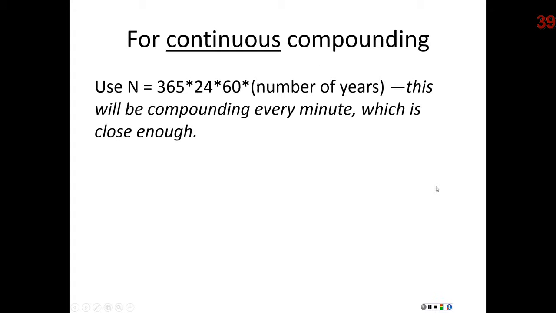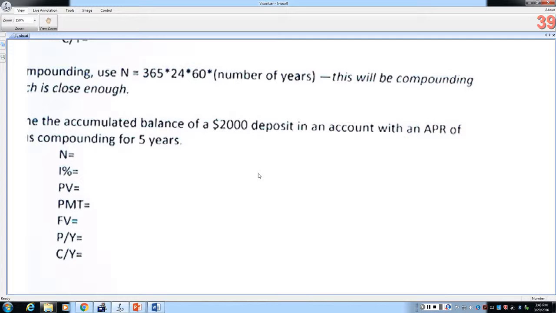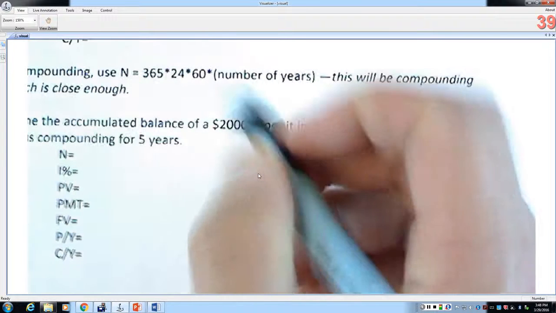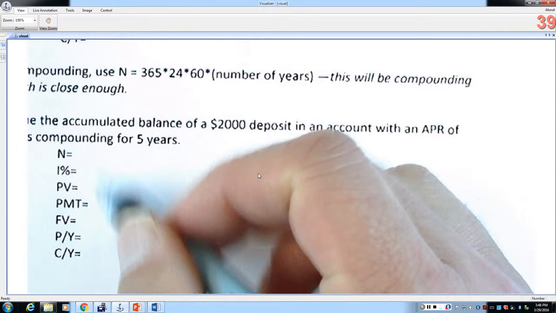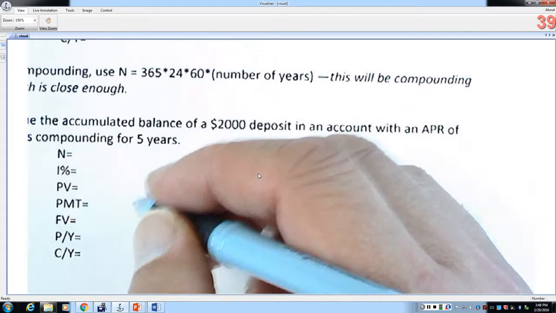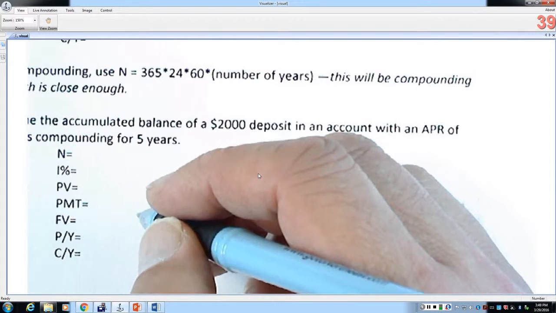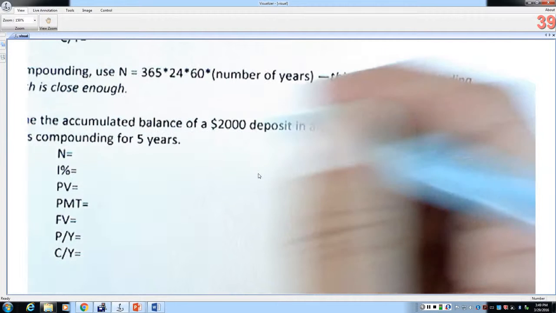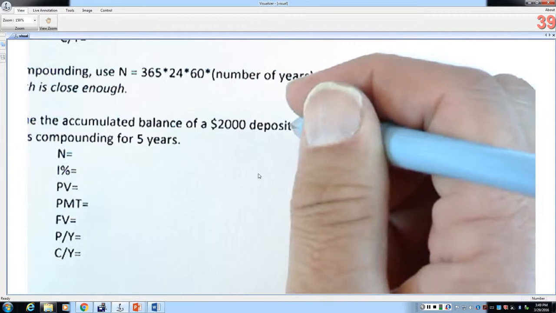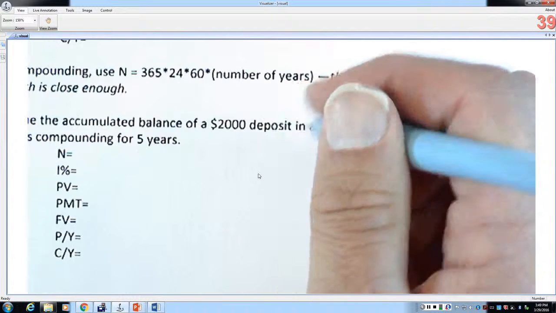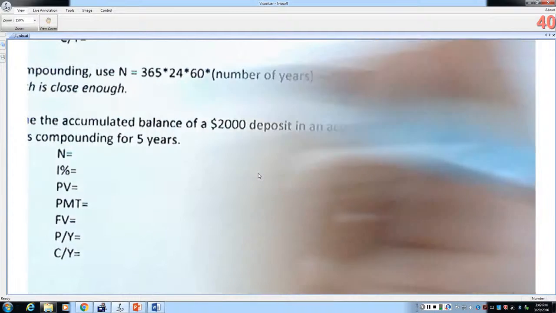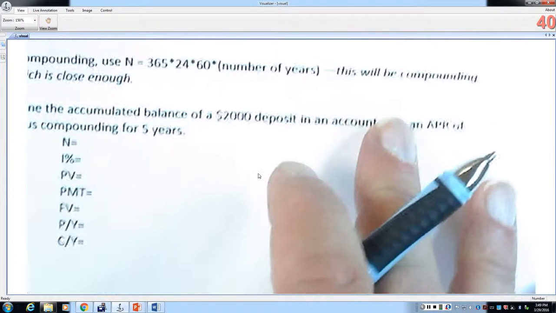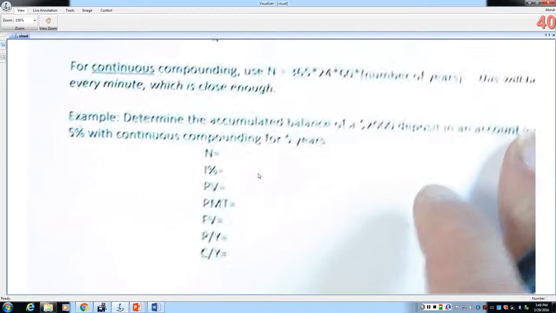Now for continuous compounding, I'm going to move over here. You can use the formula. To find this number right here, a $2,000 deposit account with APR of 5%, this is what we need. So we have this type of compounding right here.